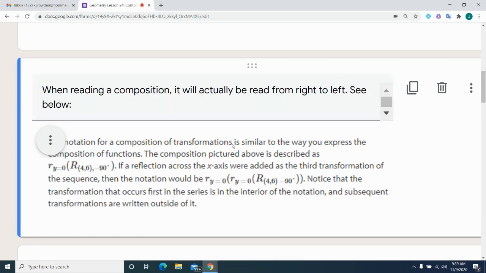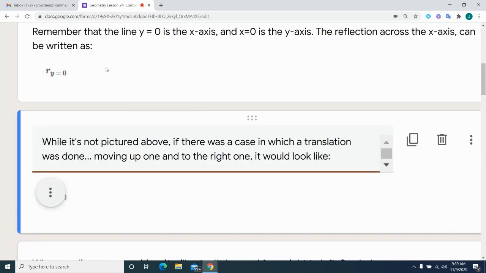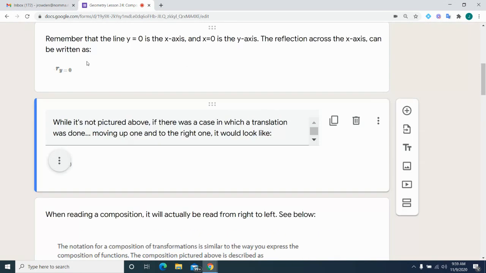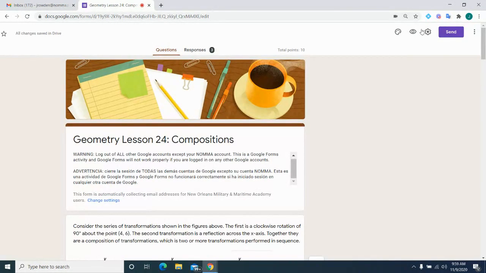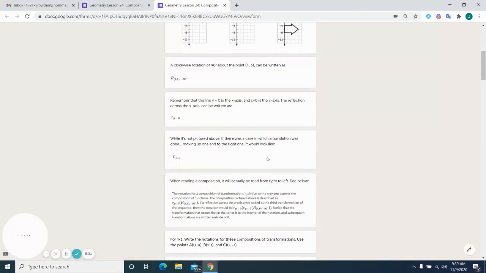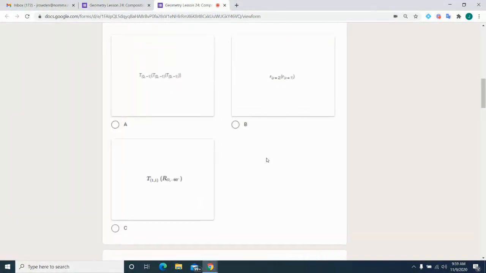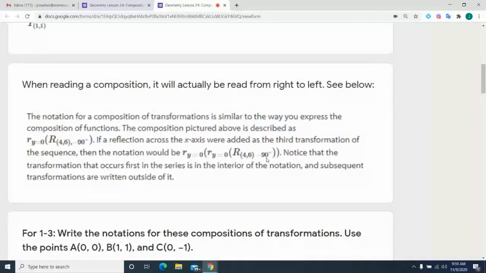So if you look at this right here, okay, let me get out of this view. Let's go right here. Okay, so if you look right here, the notation for composition of transformations is similar to the way you do composition of functions.